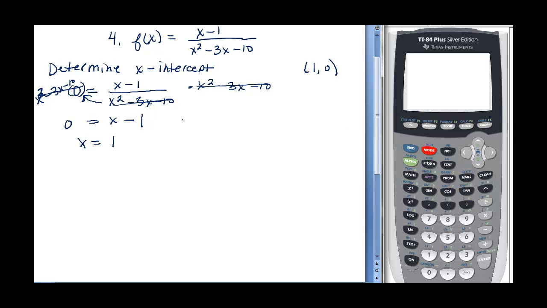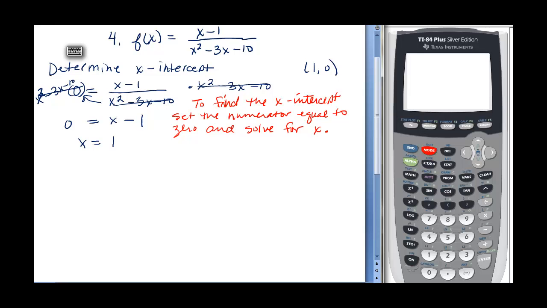So really, when we have rational functions, to determine the x-intercept, we just set the numerator equal to 0. So again, to find the x-intercept, set the numerator equal to 0 and solve for x. So kind of a clue, anything I have in red there is kind of an important thing.